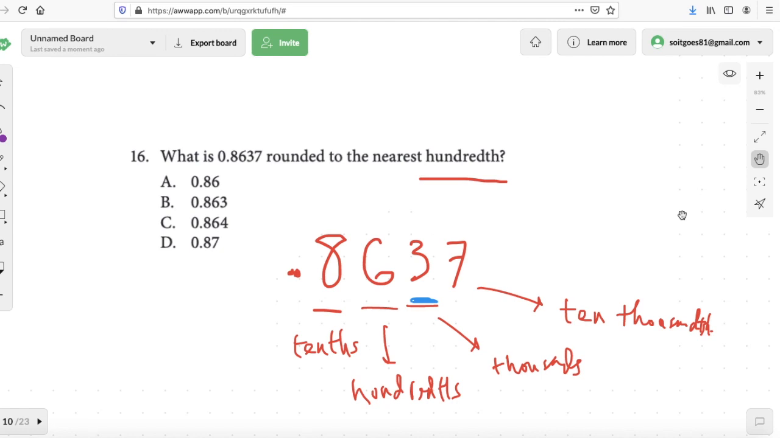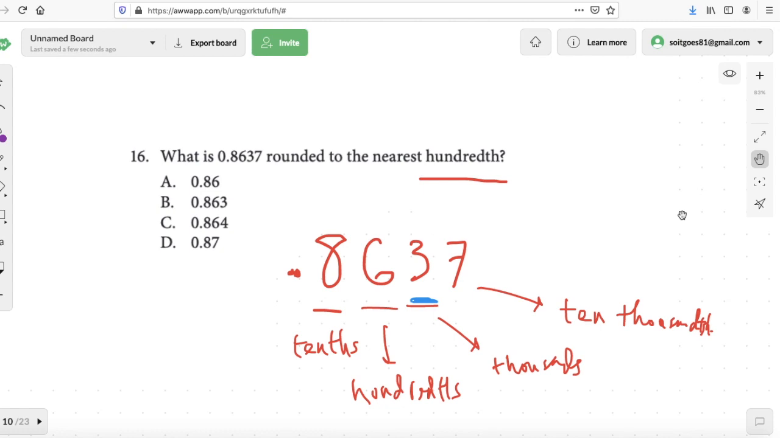If it's 5 or greater, we round up. If it's less than 5, we round down, which I think makes sense, right? Because 5 and above is relatively close to 10. But if it's less than that, you're closer to nothing, for sure. So now if that were 0.685, we would round up. But it's not. It's 0.863, so we round down.